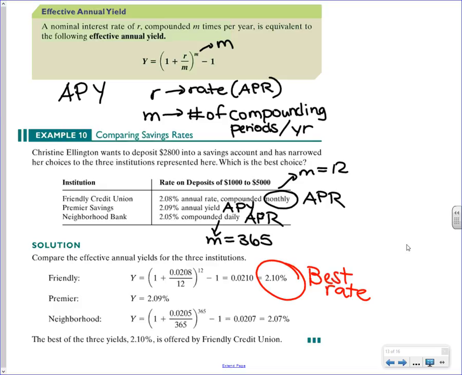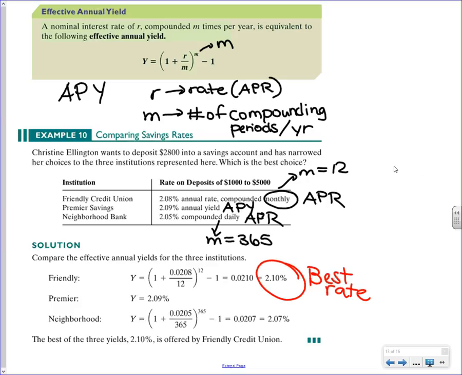Okay, so for simple interest, the APR and the APY will be the same, but for compound interest, it's going to be different. So a nominal interest rate of R compounded M times per year is equivalent to the following effective annual yield, and that's represented by APY. And so it equals this: Y equals 1 plus R over M, to the M power, minus 1. So R is our rate, which we call the APR. M is our number of compounding periods per year.